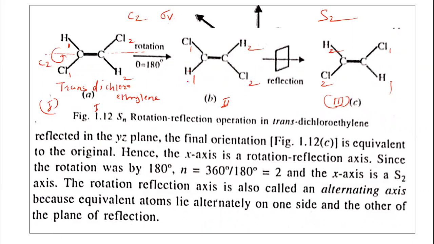We can obtain the equivalent orientation when this second orientation is reflected. Then we get the equivalent orientation of the first. In place of chlorine 1, now here is chlorine 2. In place of hydrogen 2, here is hydrogen 1, and hydrogen 2 is here. So this is the equivalent orientation. It means that the trans dichloroethylene molecule has the improper rotational axis.